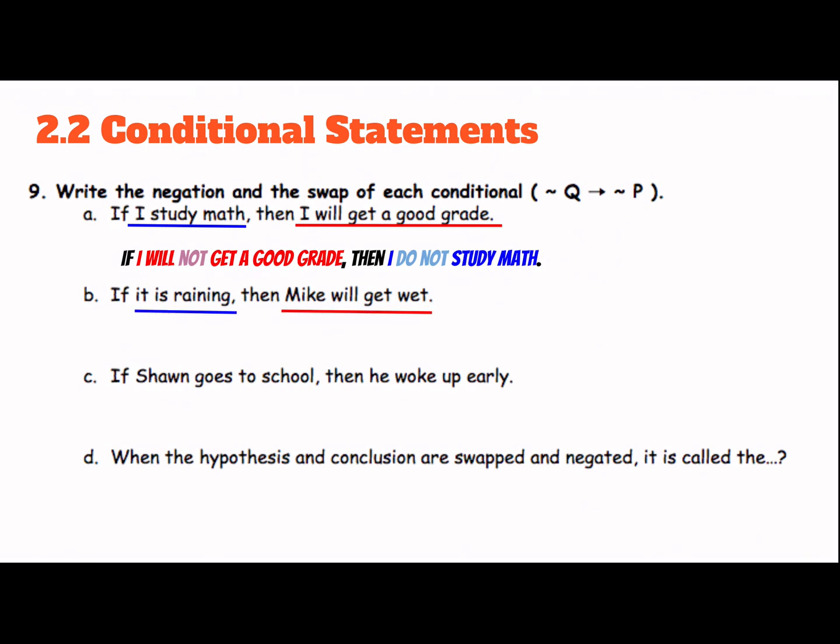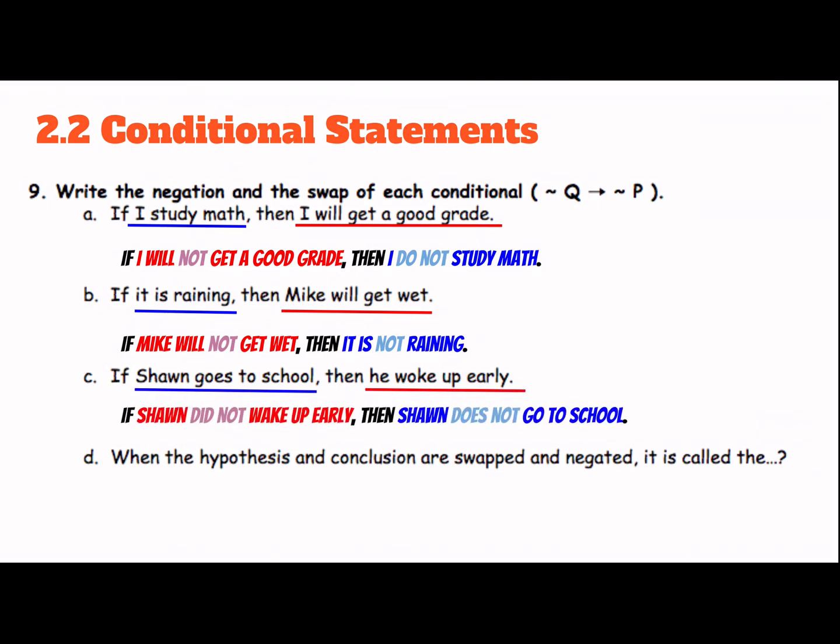All right, part B, if it is raining, then Mike will get wet. So we swap, negate it. If Mike will not get wet, then it is not raining. And part C, if Sean did not wake up early, then Sean does not go to school. And we call this one the contrapositive.